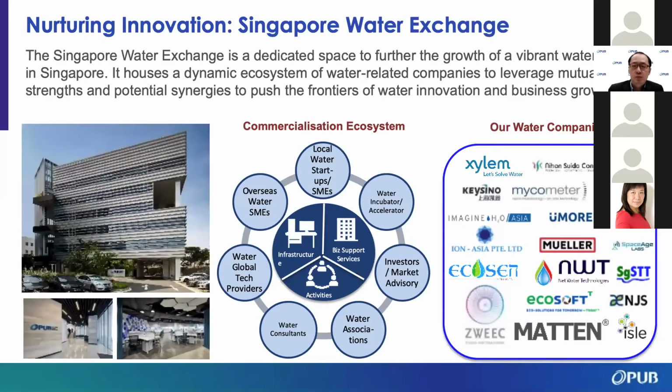And to promote the use of technologies or digital solutions, we have the Singapore Water Exchange, which is a purpose-built infrastructure in PUB to encourage water companies to come together and collaborate to develop such solutions. So this water exchange currently houses about 27 companies. Some of them are in sensors, some of them are in water treatment, wastewater treatment. We bring them together so that they can collaborate more easily together with PUB to come up with new solutions to tackle the challenges that we all face.